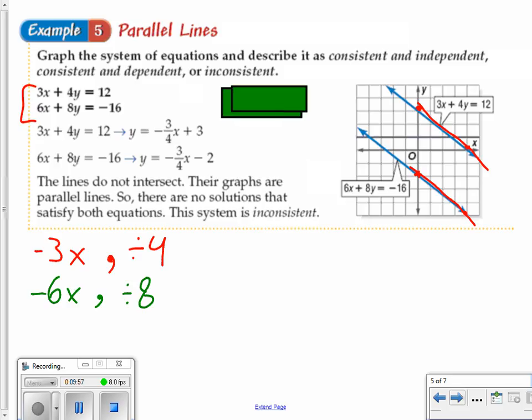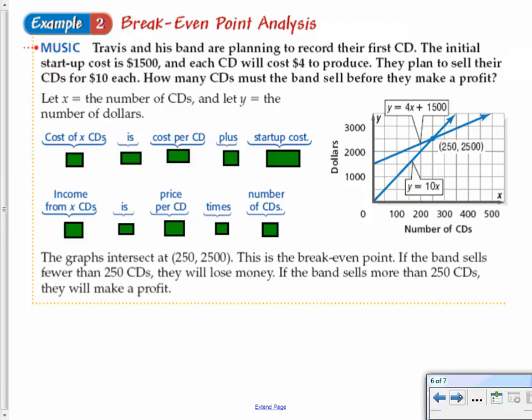Okay, so there's no spot that's going to be the same for both of these lines. There's no x and y value that would make both of these equations true. So we would say, again, there are no solutions to this system. This system is what's called inconsistent. It will never overlap at all whatsoever.